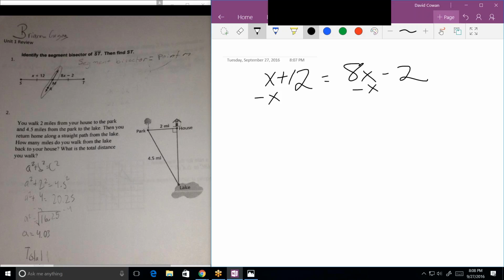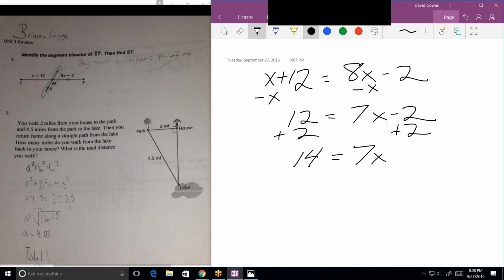What does that give me? That gives me 12 over here, 7x minus 2. Now all I have to do is get the 2 on the other side by adding 2. You always do the opposite of what it's doing. So now I get 14 equals 7x. What's x equal to? If 14 equals 7x, what is x equal to? 2?